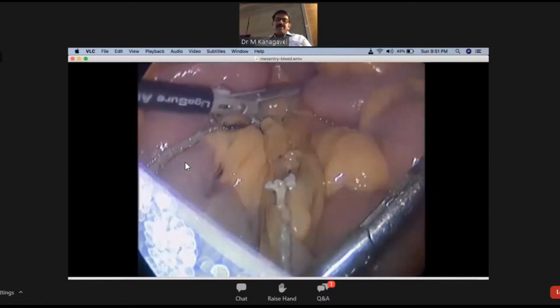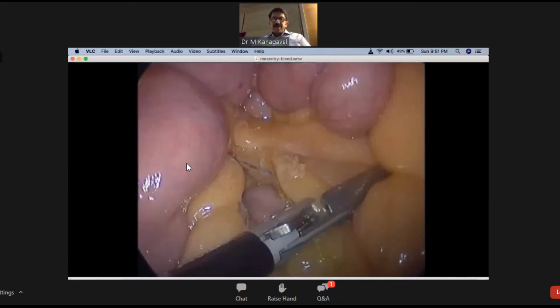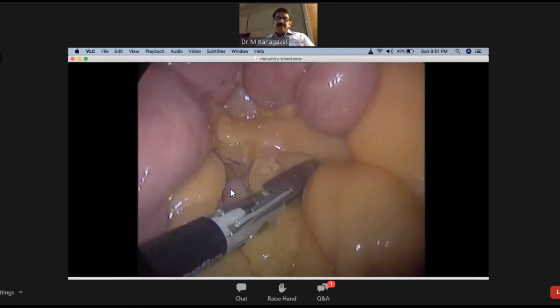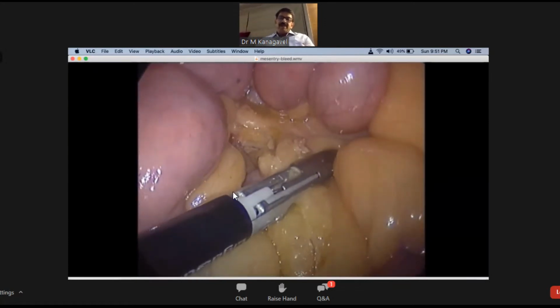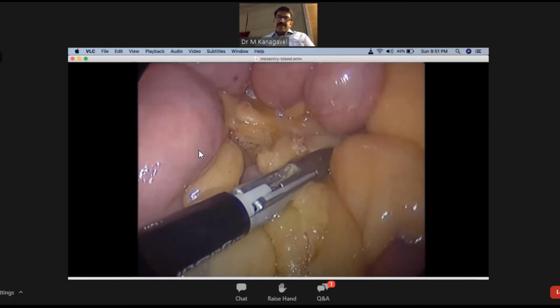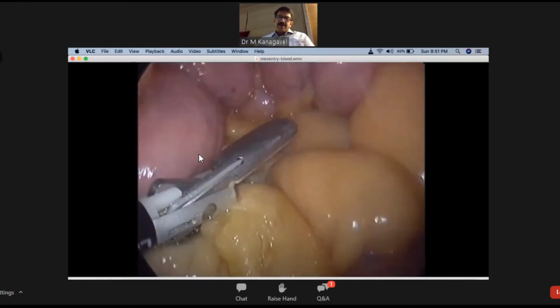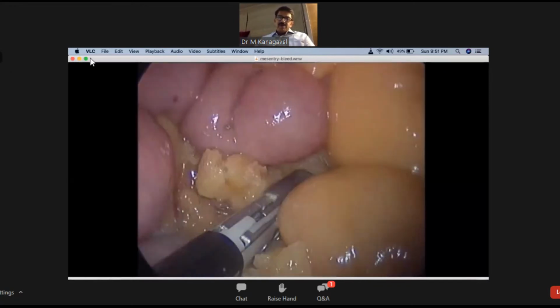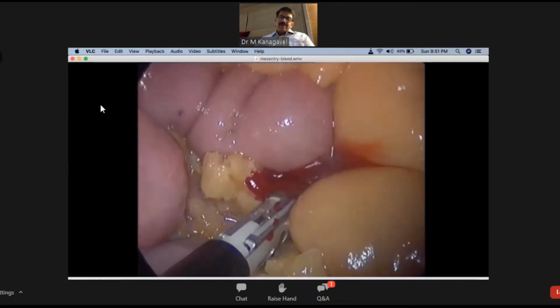So this is creation of the roux limb, where I fired the first stapler to divide the bowel, and now I'm extending this on the mesentery using a ligature. And when I'm going close to the base, I encounter this bleed.